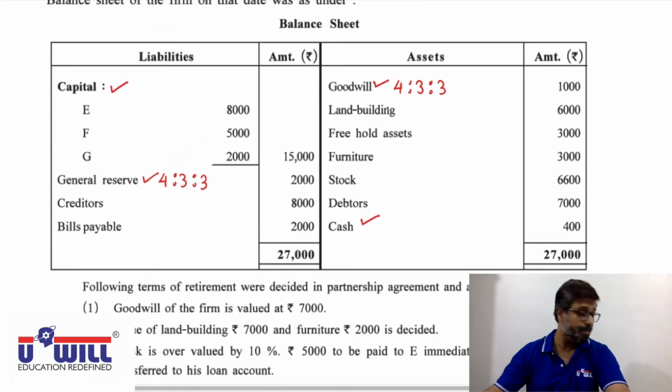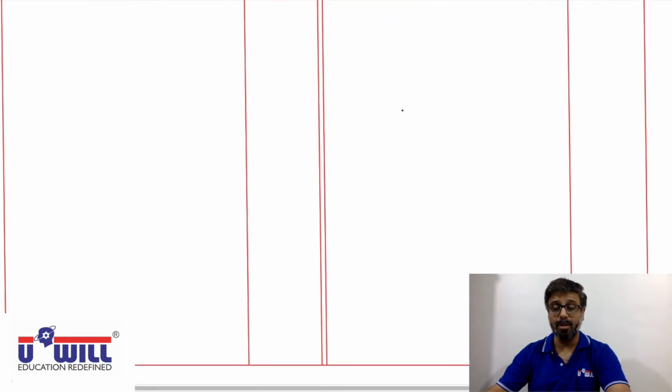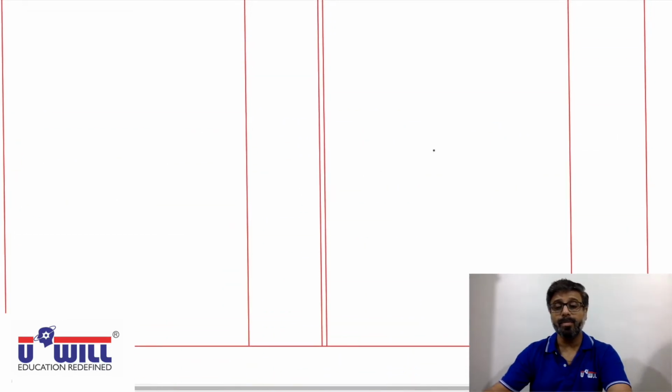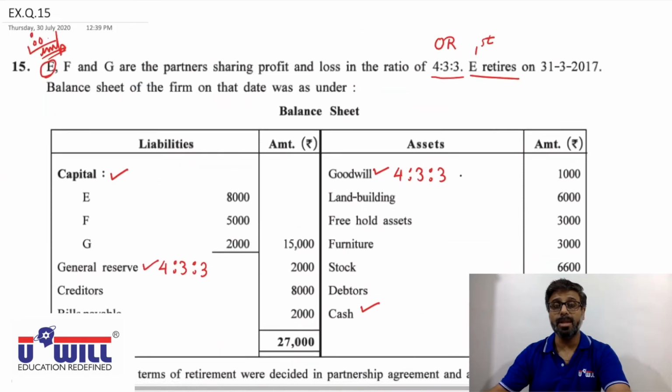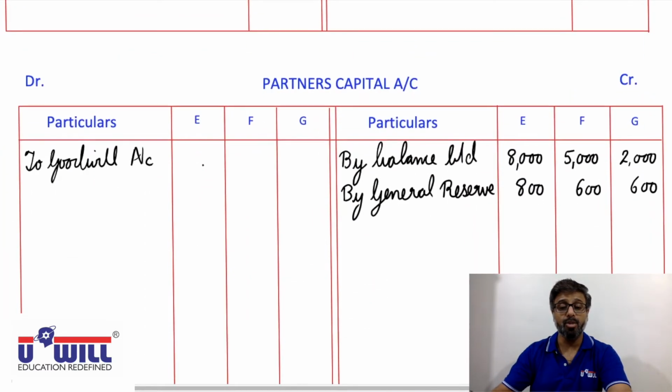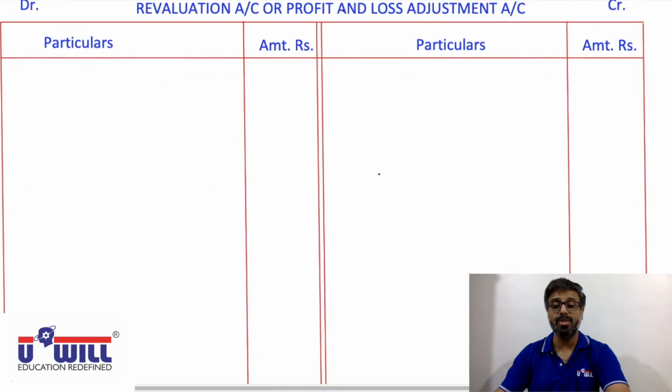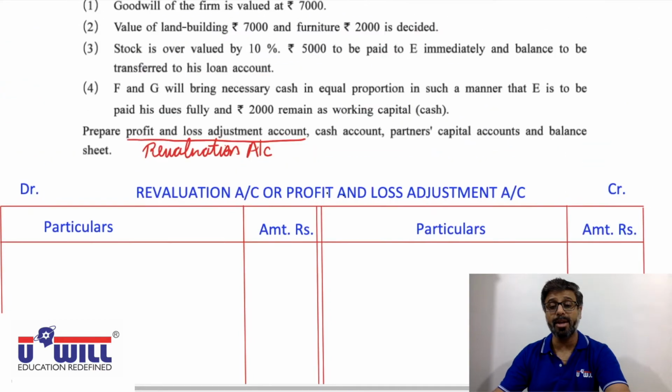Now for goodwill. All partners capital account debit to goodwill account. So in partners capital account on debit side, to goodwill account. Amount is 1,000 in the ratio 4:3:3. So 1,000 into 4 by 10 is 400, 1,000 into 3 by 10 is 300, and again 1,000 into 3 by 10 is 300. Here again right left. In balance sheet it's on right side, so in partners capital on left side. A shortcut you can always remember.